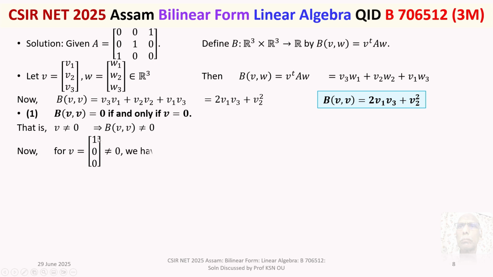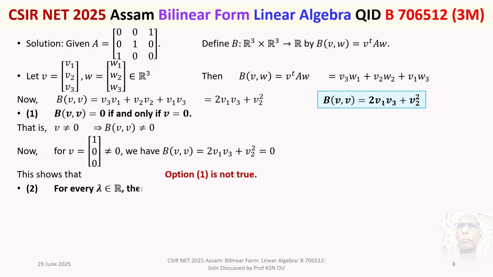Now, for V, you take 1, 0, 0 which is not equal to 0. Then we have B of V comma V will be 2V1 V3, that is 2 into 1 into 0, plus V2 square, 0 square, it's 0. So is B of V comma V not equal to 0 when V not equal to 0? No. So therefore, this shows that option 1 is not true. Agreed. So far, options 1, 3, 4 are not true.